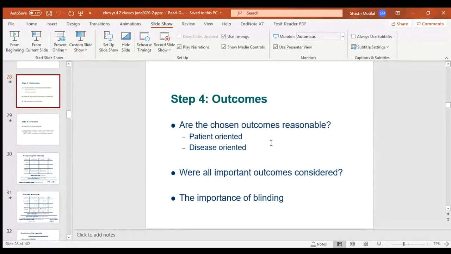It turns out in the case of H. pylori, once we eradicate the bacteria and the ulcer heals, patients do get better and they do report relief. So sometimes we use disease-oriented outcomes as a proxy for patient-oriented outcomes. Keep in mind when you look at a randomized controlled trial, what is the outcome they looked at? Was it something a patient could appreciate, or is it something mainly disease focused? Were all important outcomes considered?